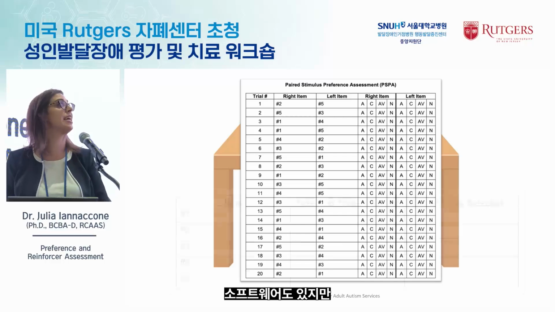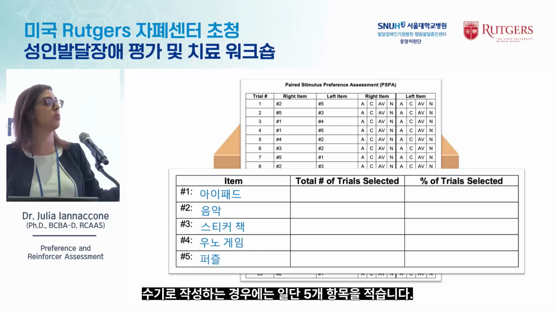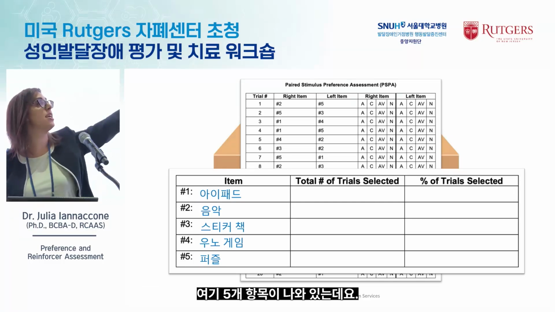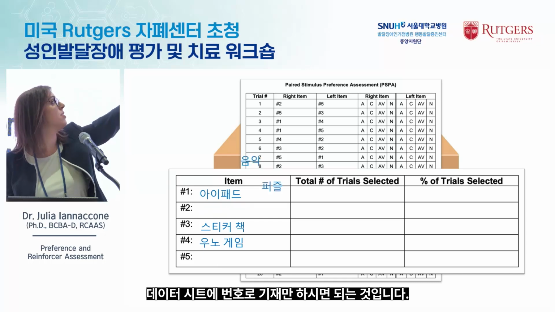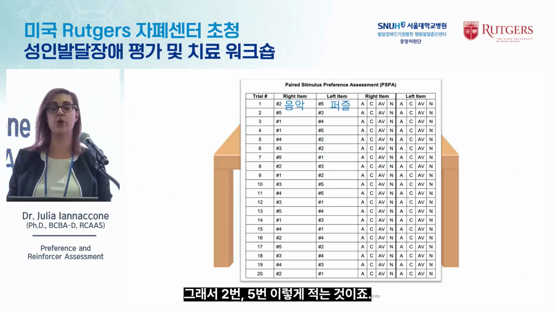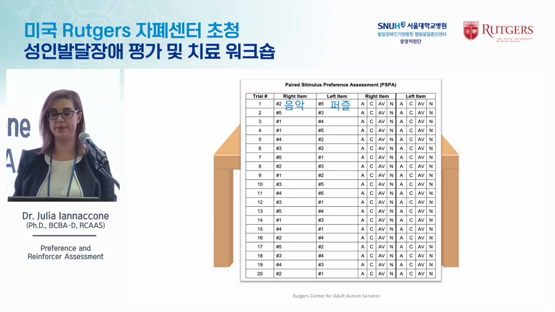If you were to do it by hand, you would just have what are the 5 items. So we'll say that we have items 1, 2, 3, 4, and 5. And on the data sheet, wherever you see the number, you're going to match what that item is. So 2 and 5 we have right there. So our first trial, we have our right item and we have our left item.